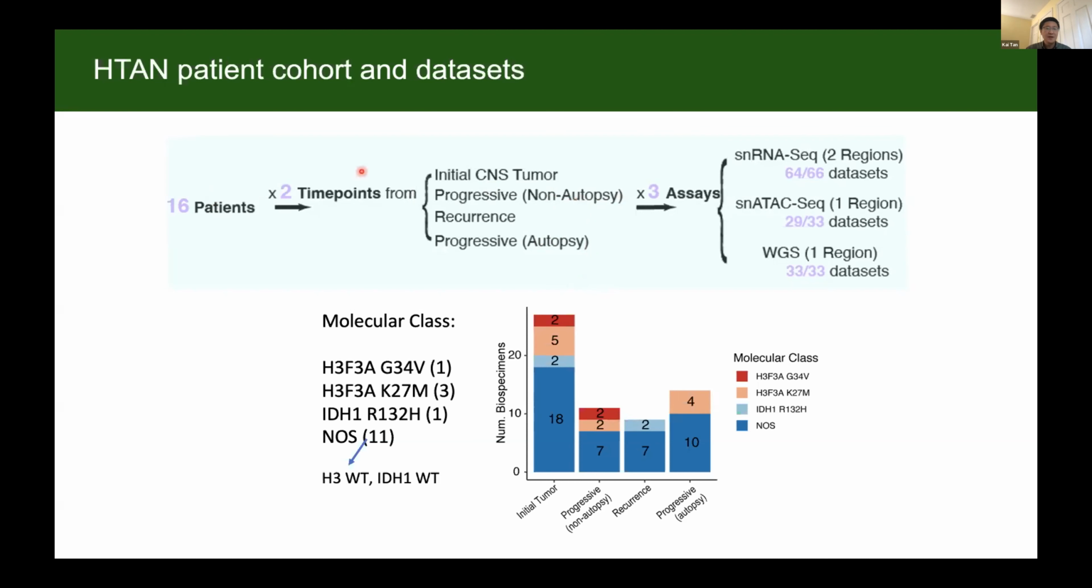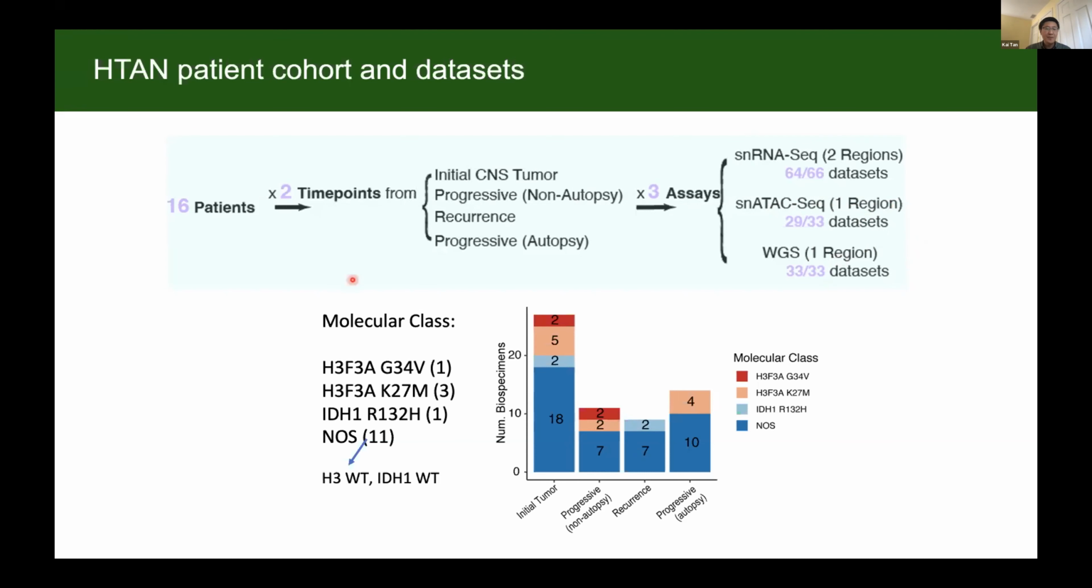For all these samples, we run them using three assays. First, single nuclear RNA-seq. For each biospecimen, we profile two regions from the same biospecimen to better understand the heterogeneity within the sample. We also profile the sample using single nuclear ATAC-seq, just for one region. And we generate high coverage whole genome sequencing data to better understand the clonal evolution.